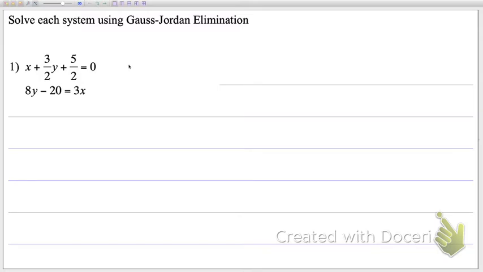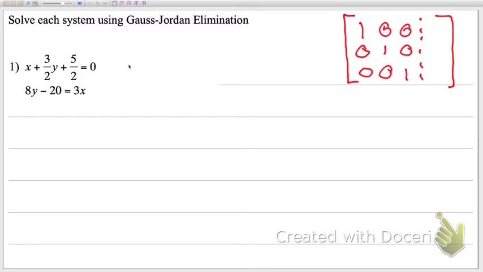So I'm going to remind you before we start what Gauss-Jordan elimination looks like when we're done. We're going to make an augmented matrix. And on this side, we're going to have ones and zeros. And over here, we're going to have A, B, C, whatever those would be, right? And when we're done, we would have X was A, Y was B, and Z was C. Okay, we're going to do that.